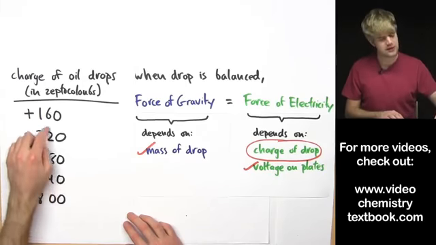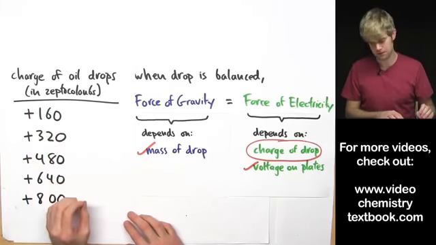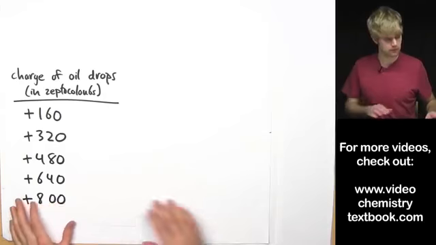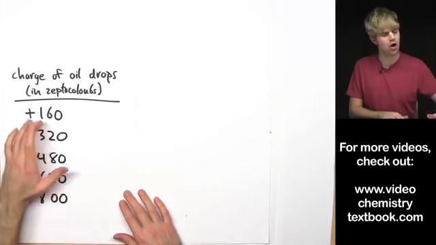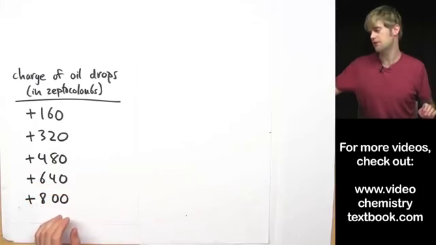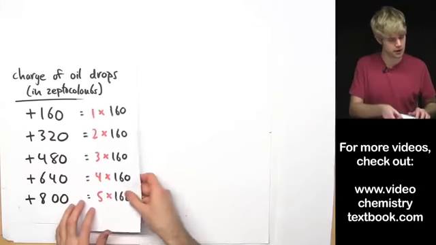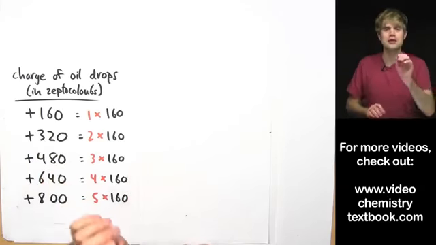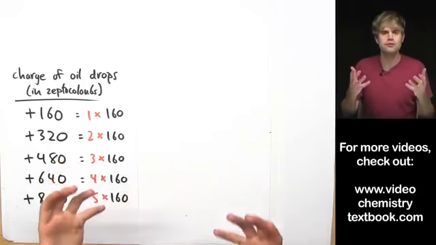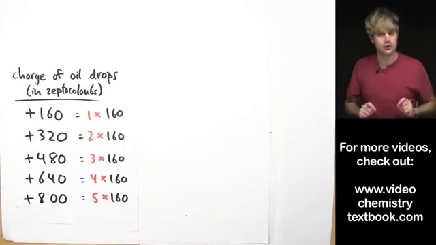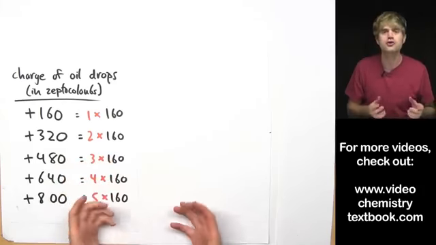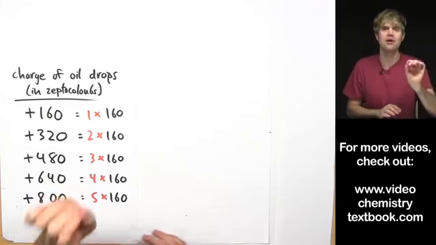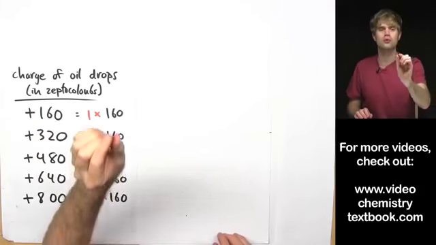When they start looking at these numbers, they notice something interesting. They notice that there is a pattern in the numbers. And here's what it is. All of these numbers are multiples of 160. Okay? So look, this is 1 times 160. This is 2 times 160, 3, 4, 5, and so forth. And so they say, look, these drops of oil are losing charge in multiples of 160. So they think, aha, each electron must have 160 zeptocoulombs of charge.